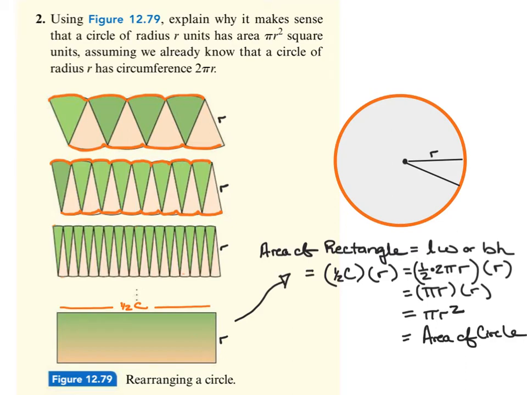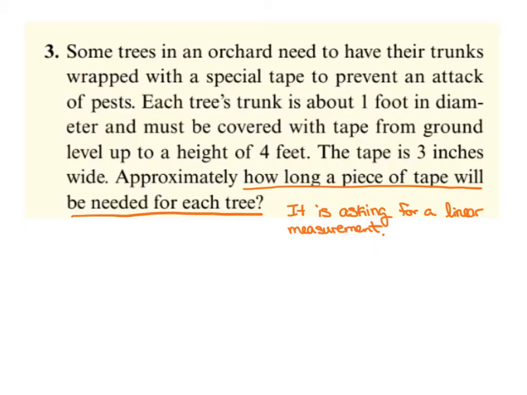Since I know circumference is 2 pi r, I'm doing half of that. Well, 1/2 times 2 is really just 1. So that gives me pi r times r, which is that height there, and r times r is r squared. So here we are at our formula for the area of a circle, pi r squared.